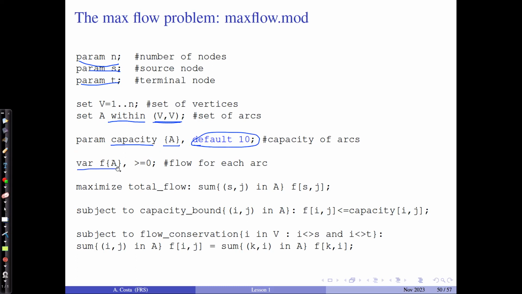We have the variable flow for each arc greater than or equal to 0. We want to maximize the total flow, that is the flow going outside S. And the two constraints: the flow cannot exceed the capacity, and the flow entering node I is equal to the flow going out from node I. This is the model file of the max flow.